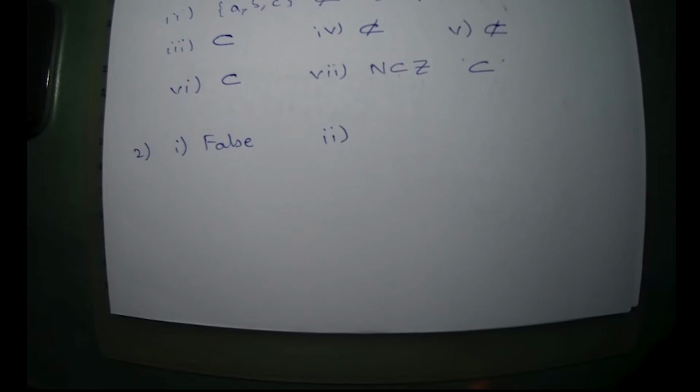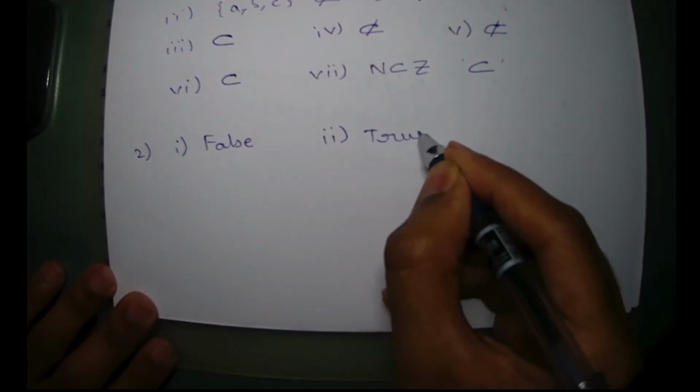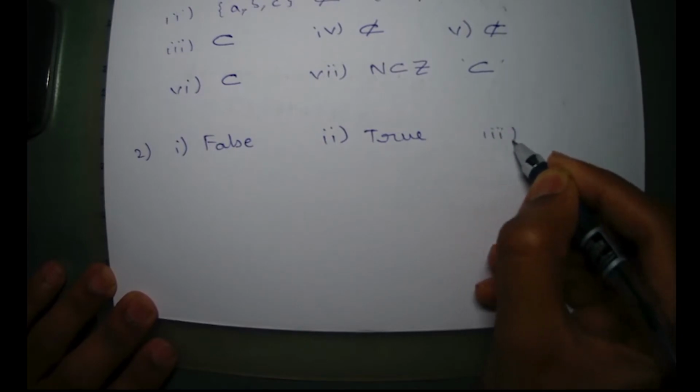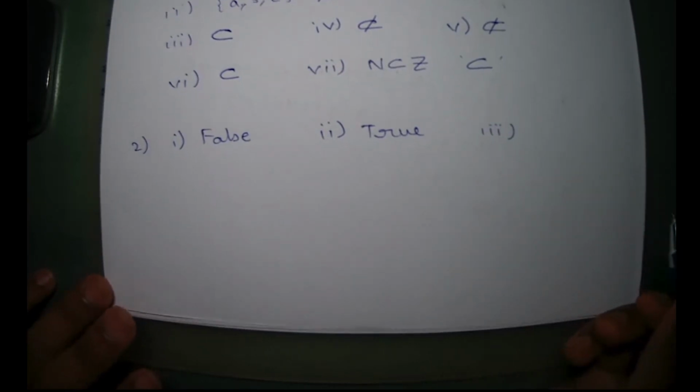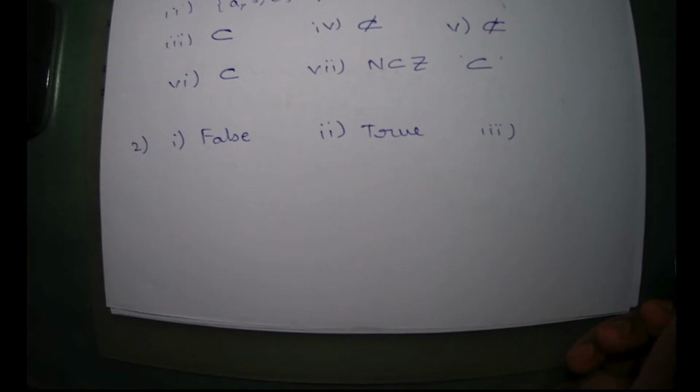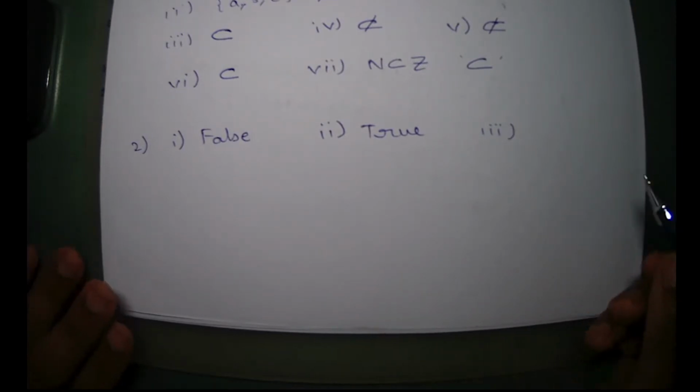The second question, the first set is A, E and the second is vowels in the English alphabet. We know that the vowels of the English alphabet are A, E, I, O, U. So the first set is a subset of the second set, so the statement is true. The third question is the set with 1, 2 and 3 and the second set is 1, 3 and 5. We see that 2 is missing in the second set, so the first set is not a subset of the second set, so the answer is false.